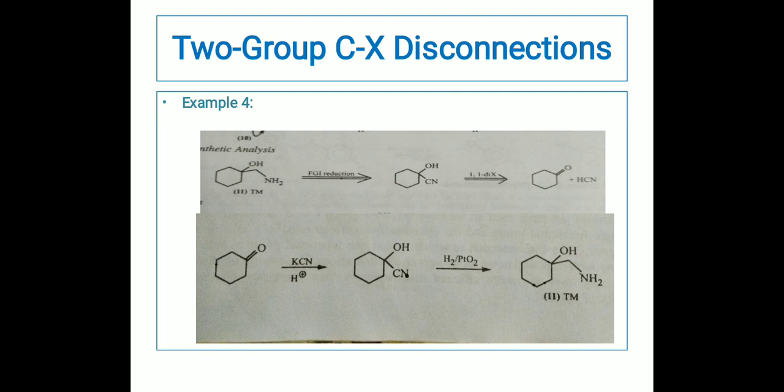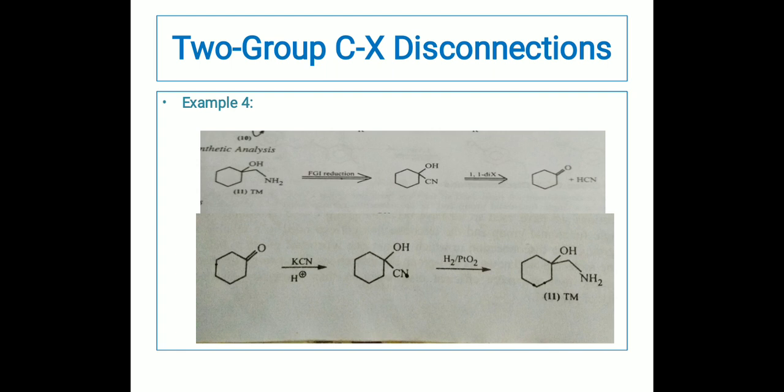And this is now an example for 1,1 disconnection. Here we know that there are hydroxyl and cyano groups. This is the hydroxycyclohexane carbonitrile. So this can easily be disconnected, that is, both the groups can be disconnected. How? Because the lone pair on oxygen is going to form a double bond between carbon and oxygen from the single bond, and also the nitrile is going to be eliminated. So it is going to give rise to cyclohexanone and hydrogen cyanide as the synthetic equivalents.